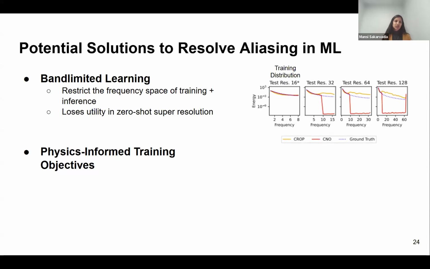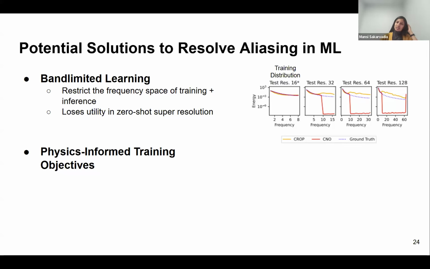And so the intuition in this workflow is that one can restrict the frequency space of both your training data and your inference data upfront. And so what that means in our experiment is we have pre-specified that the band limit of what we're interested in accurately modeling is 0 through 8. And then what I've done is I've employed two popular band-limited architectures, CROP and CNO, and we assess the CROP and CNO's ability to generalize across various training test resolutions.